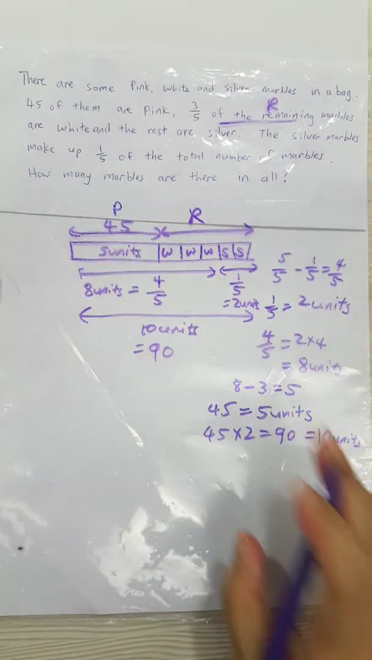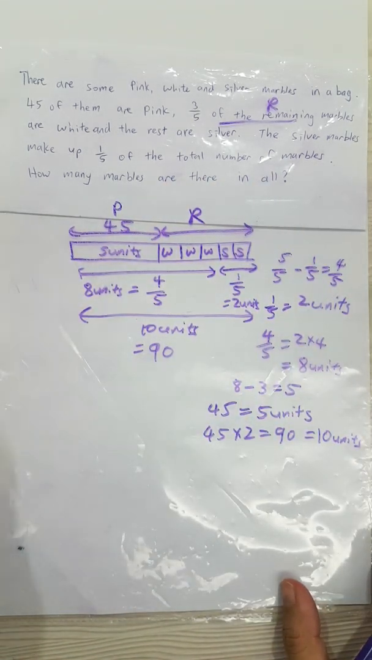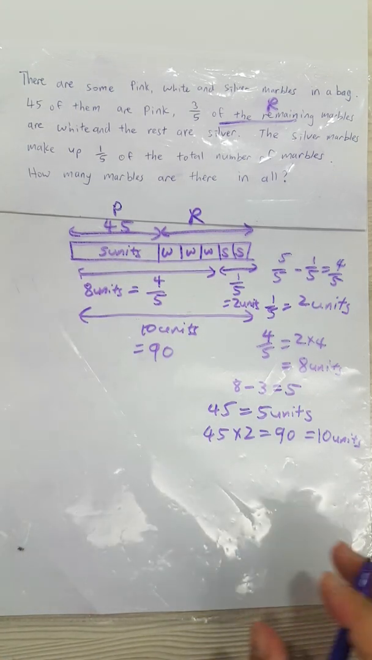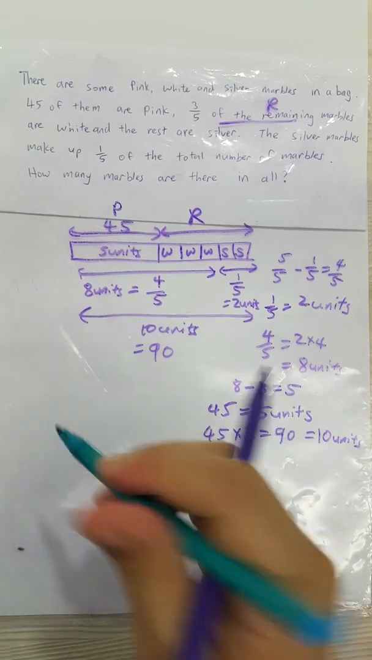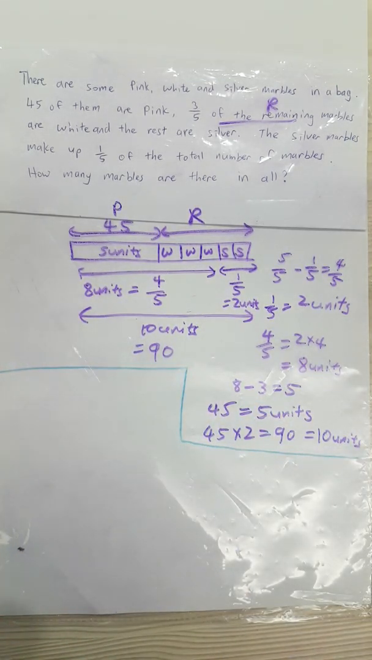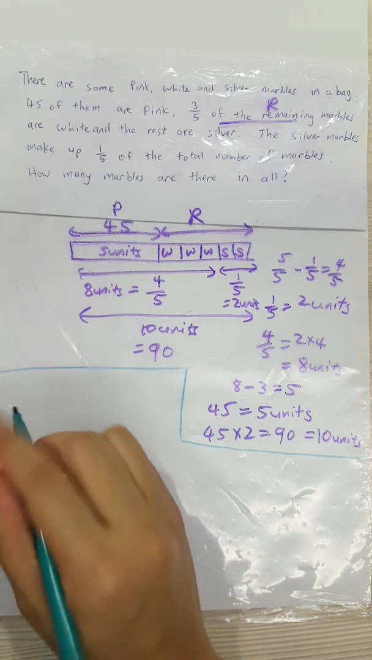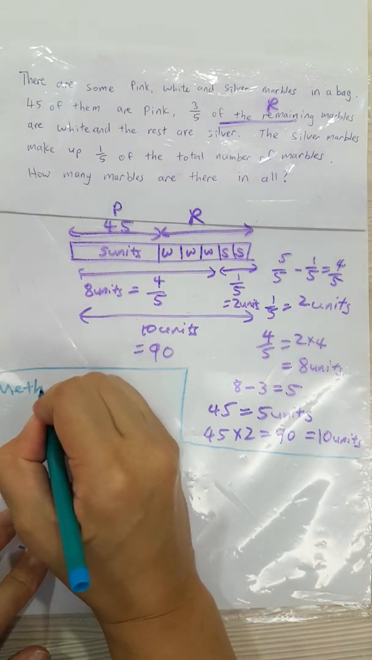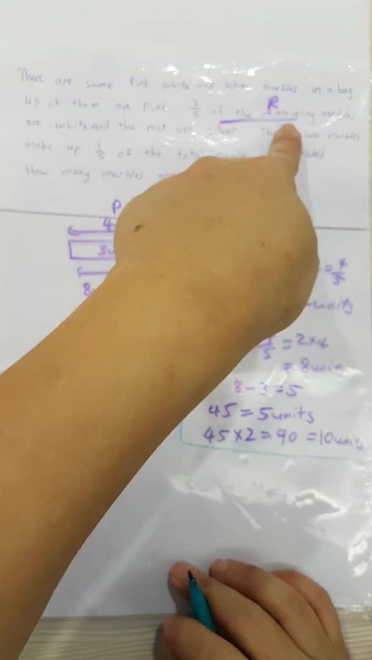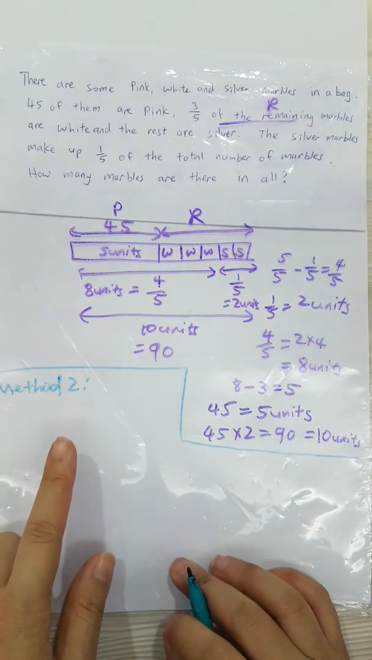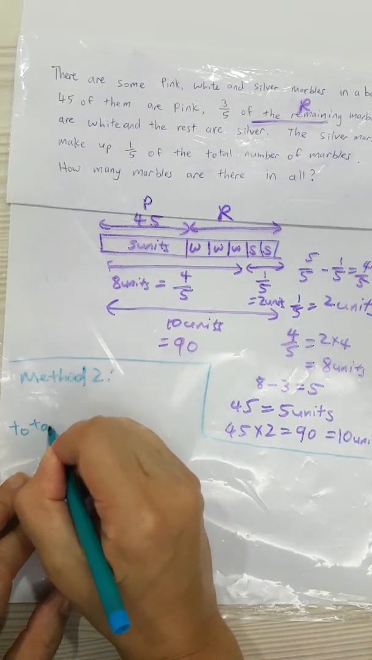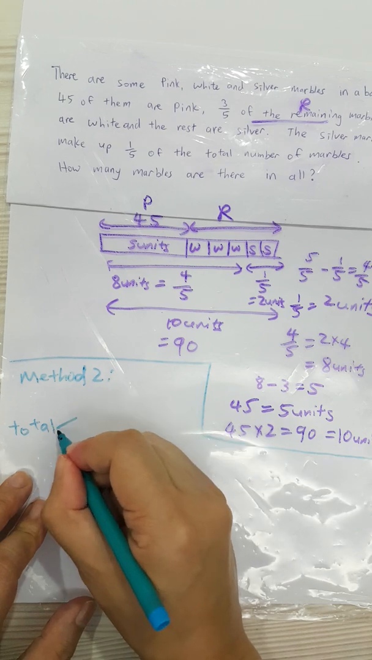Okay, so this first one is the model method. I'm going to show you another one. It will be the branch method. Okay, so let's draw this. Let's do a second one. Okay, so the method number 2. So this one is method 2. Method 2, because of the word of the remaining, right? You can actually use this method. So first, I write the word total. Okay, I branch it out.